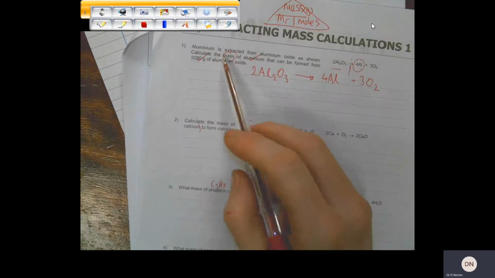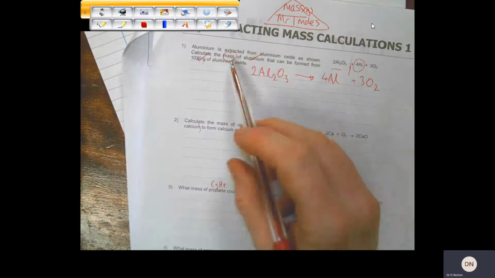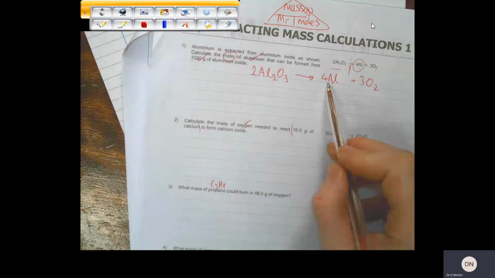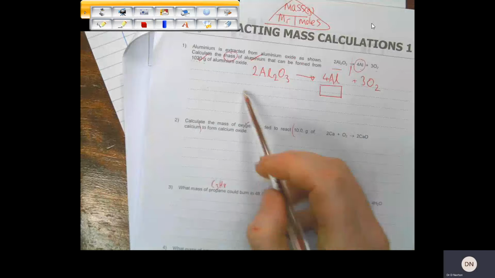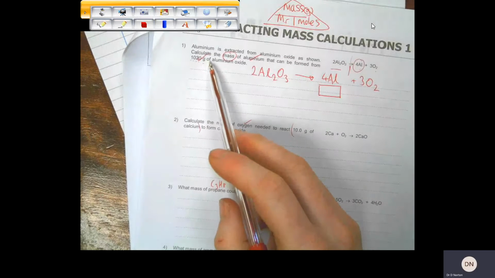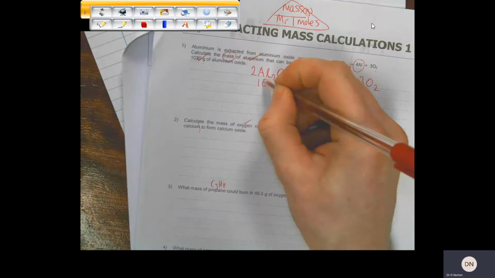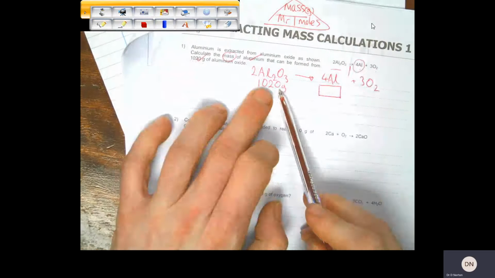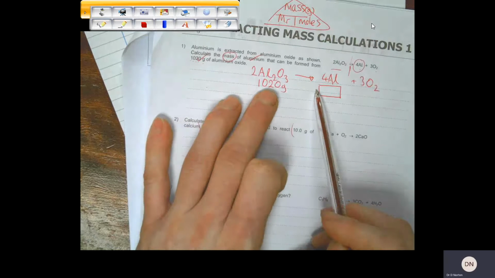Okay. Aluminium is extracted from aluminium oxide as shown. Calculate the mass of aluminium that can be formed. The first thing you do, it's asking us to calculate the mass of this, so I would like you to draw a box. That's your target box: the mass of aluminium that can be formed when 1020 grams of aluminium oxide is reacted. So you write that underneath here. You've got 1020 grams. So it's asking you, if I give you 1020 grams, how many grams of this will you form? Now, there is no direct way of doing this.